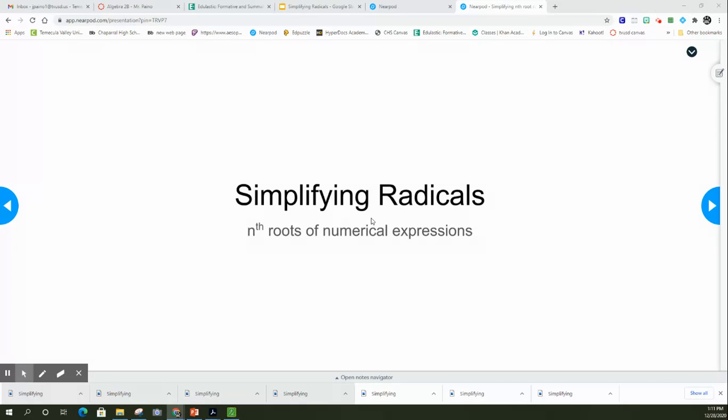We're used to square roots, but now we're going to start looking at nth root radicals. It could be the cube root, the fourth root, the fifth root. We're not limited to the square root anymore. We're going to take a lot of the concepts that we've already learned about square roots and apply them to the nth root.